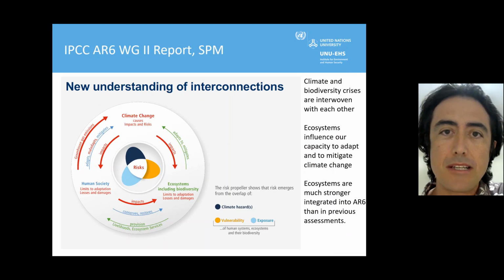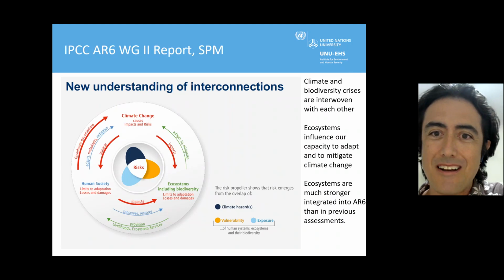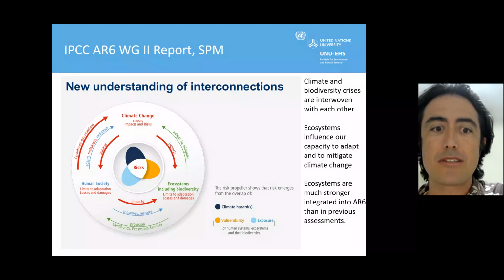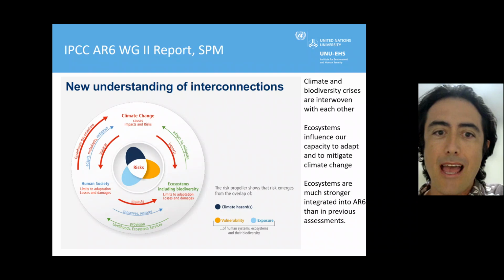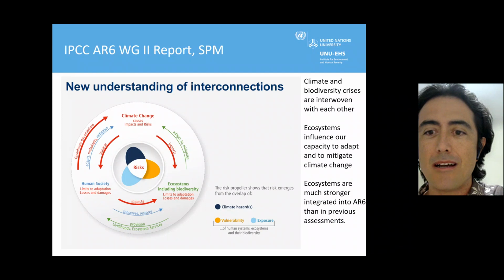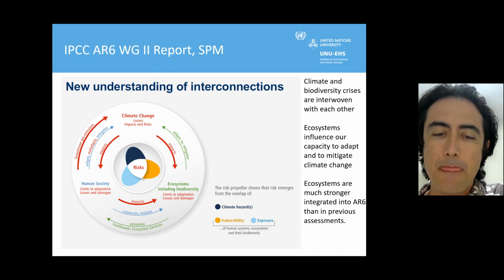In the recent IPCC AR6 report, they had a section where they had a diagram looking at the overlap between climate change and ecosystems and humans, and how they interact with each other and how they can impact each other. Ecosystems are much more integrated into the AR6 report than previously. And this is showing the start of an increased understanding of interconnectivity between these global challenges such as climate change and different systems around the world.